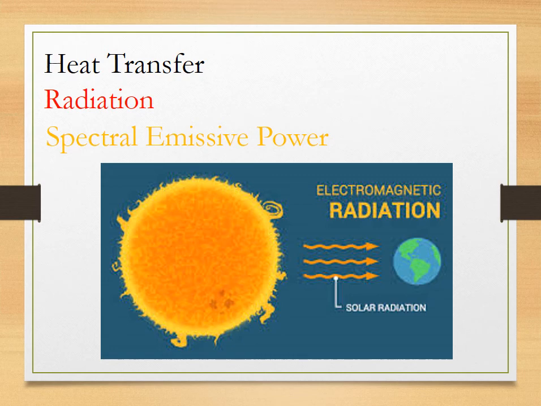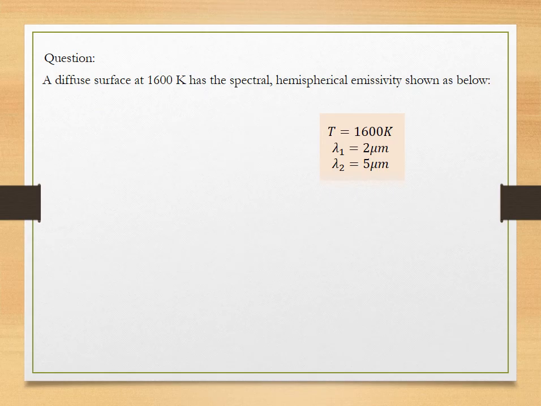This time we will do the exercise related to heat transfer radiation, spectral emissive power. So this is the question. We are given a diffuse surface at 1600 K that has the spectral hemispherical emissivity shown below. Temperature T is 1600 Kelvin, wavelength lambda 1 is 2 micrometer, and wavelength lambda 2 is 5 micrometer.